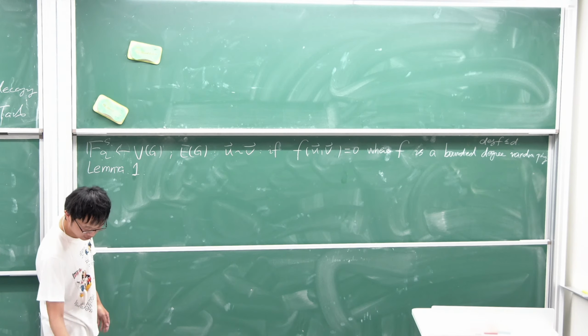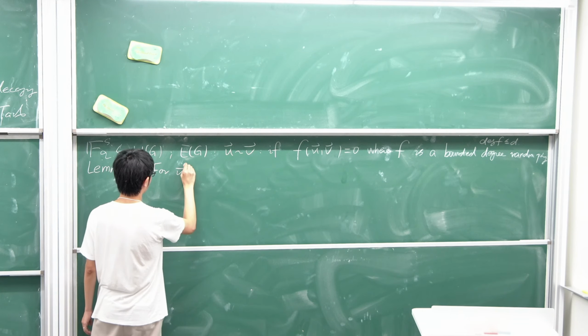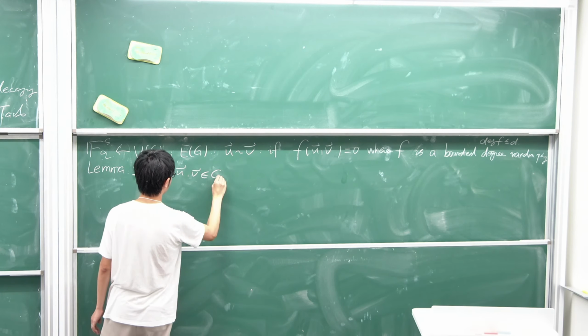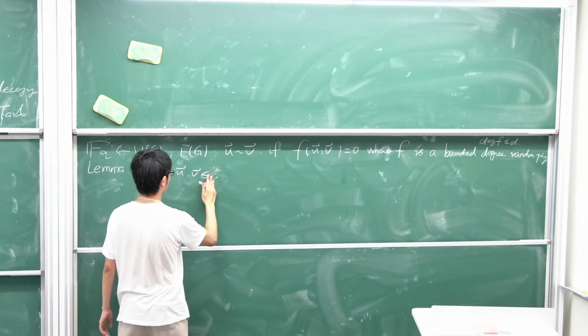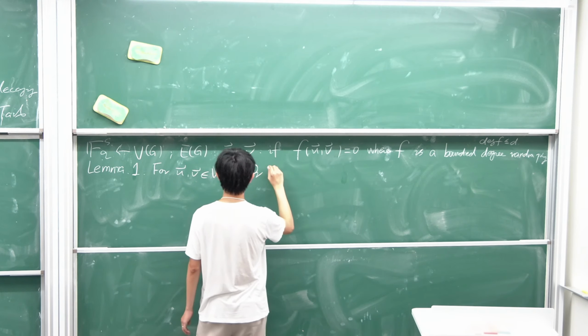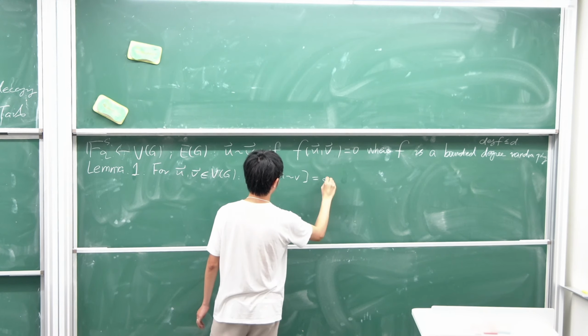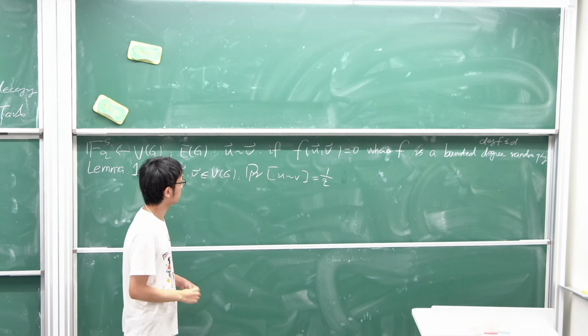So the first lemma is that for each distinct pair of vertices in this graph G, the probability that they are adjacent is 1 over q.